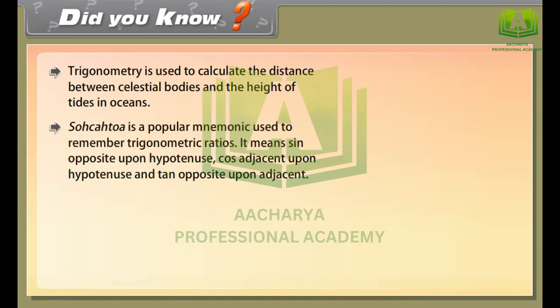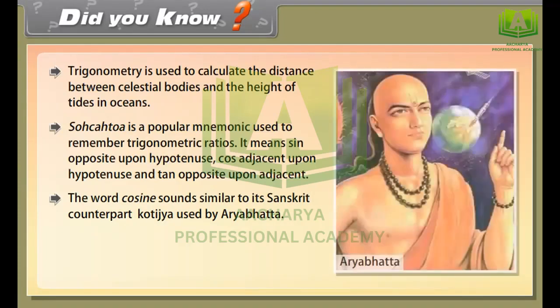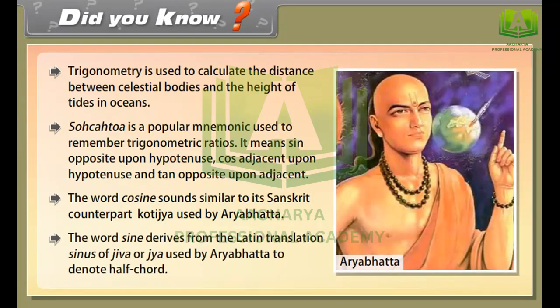Is a popular mnemonic used to remember trigonometric ratios. It means sine is opposite upon hypotenuse, cos is adjacent upon hypotenuse, and tan is opposite upon adjacent. The word cosine sounds similar to its Sanskrit counterpart, kotijya, used by Aryabhatta. The word sine derives from the Latin translation sinus of jiva or jya, used by Aryabhatta to denote half-chord.